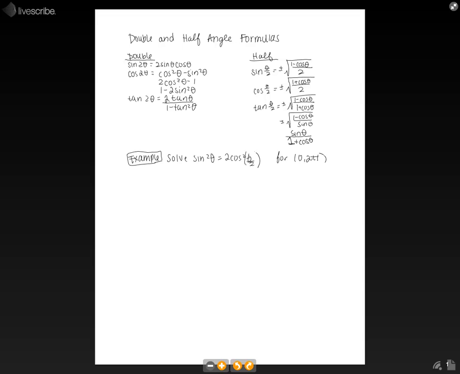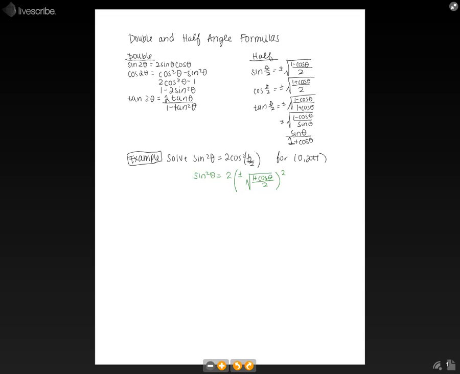Our example question says, solve sine squared theta is equal to 2 cosine theta over 2. So we're trying to solve for theta. Recognize that we need to use a half angle formula for the theta over 2 with the cosine. So we substitute in plus or minus the square root of 1 plus cosine theta over 2. So we will have sine squared theta is equal to 2 times plus or minus the square root of 1 plus cosine theta over 2, and that's squared.